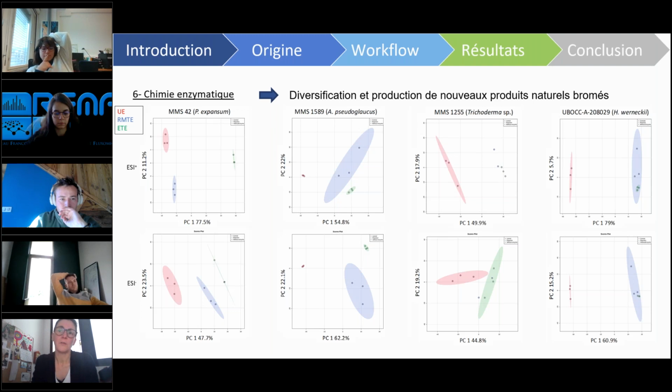So as you can see on the first two principal components, this experiment seemed to work quite well for the first two strains because you have the green dots that are quite separated from the others. However, you can see that even the reaction medium had some influence on the metabolites present in the extract, probably due to the use of hydrogen peroxide, which is a strong oxidant.